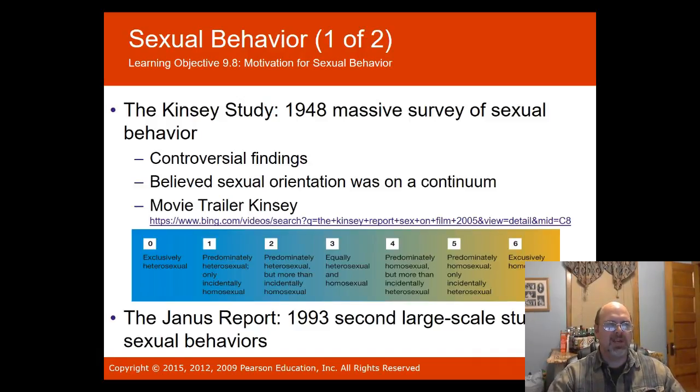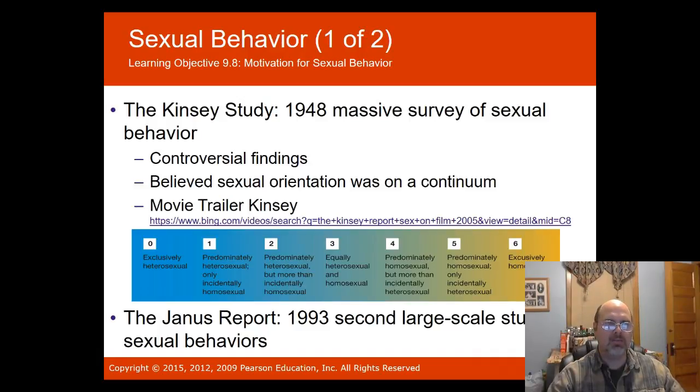Kinsey didn't look at a binary view of homosexuality. He said, you're not either straight or gay. He says there's a range of being exclusively heterosexual, ranging all the way to exclusively homosexual. If you look here, there's a little range here that he used. And an interesting thing he found is that 50% of males reported having an extramarital affair. 26% of females said they had an affair.